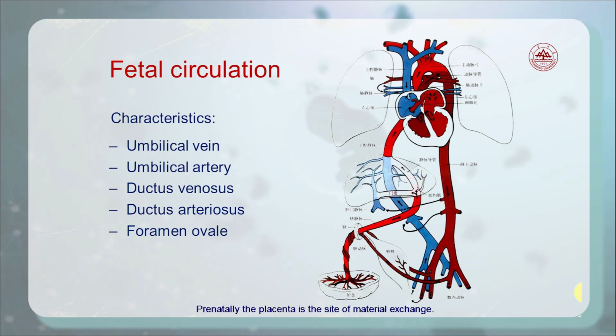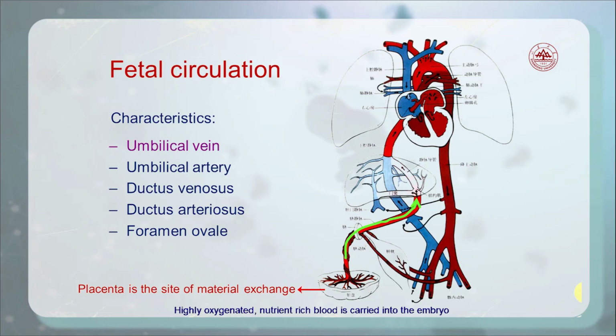Prenatally, the placenta is the site of the material exchange. Highly oxygenated, nutrient-rich blood is carried into the embryo from the placenta by the umbilical vein. Poorly oxygenated blood returns to the placenta by the umbilical artery.